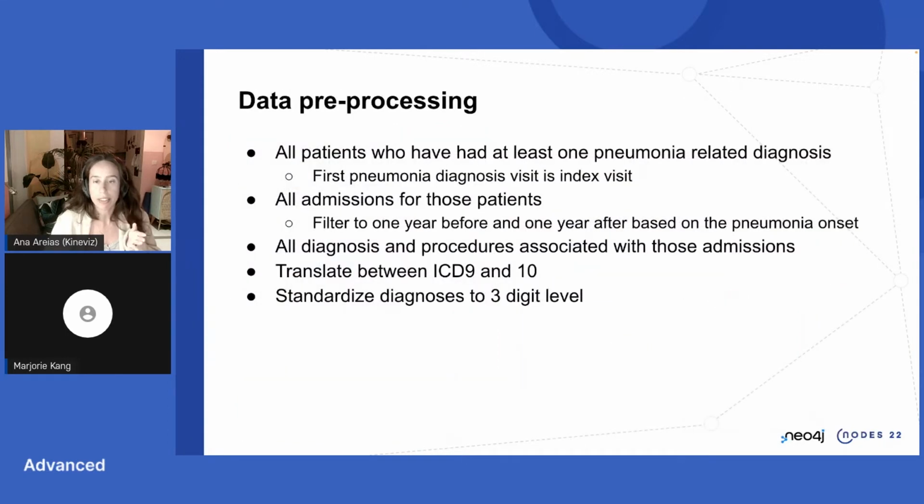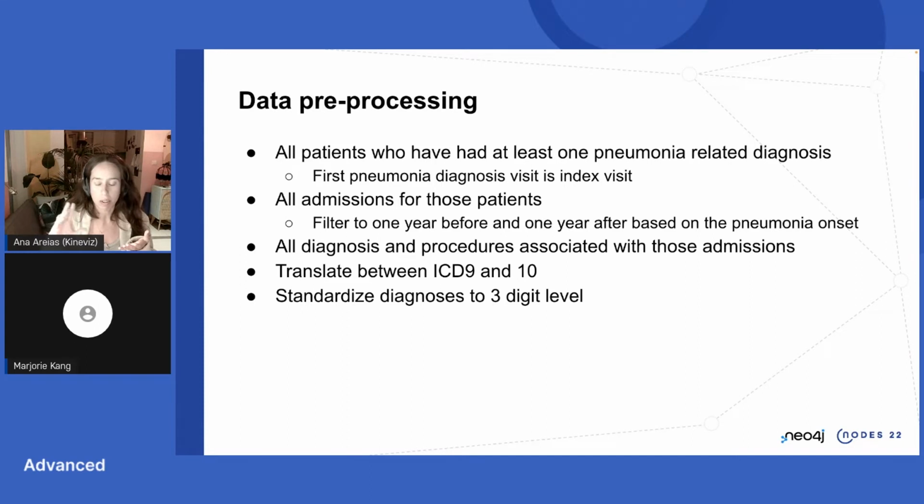So we filter the data set. We're not working with all 40,000. We want patients that have had at least one pneumonia diagnosis. And then we want to look at the visits 1 year prior to the onset of the first pneumonia and 1 year after the last pneumonia incident that they had. Then we connect in our patient graph all the diagnoses and procedures associated with those admissions.